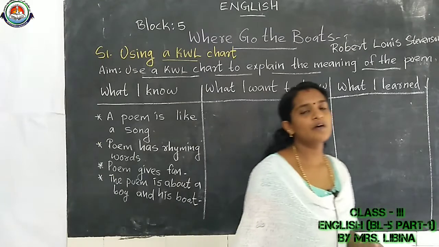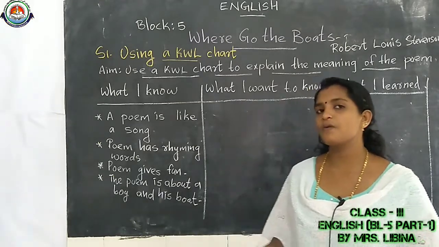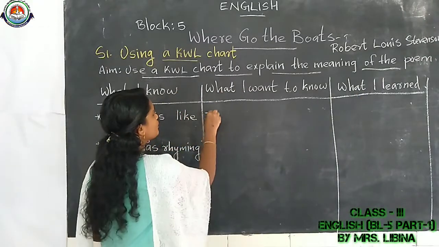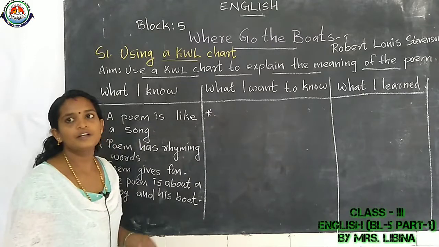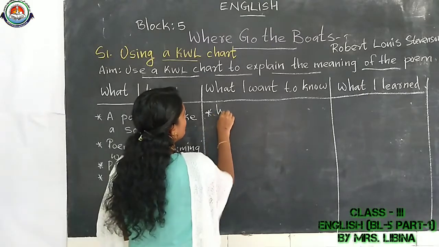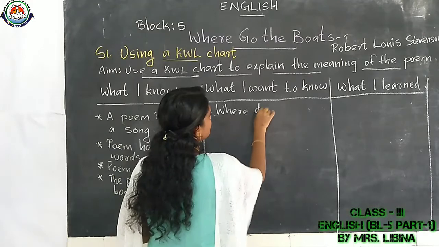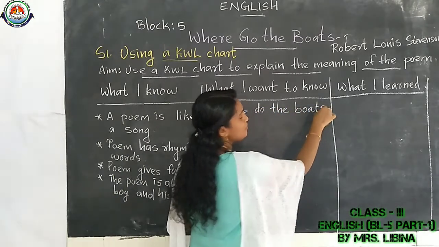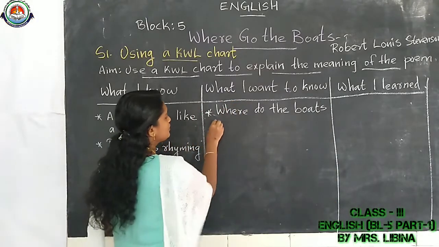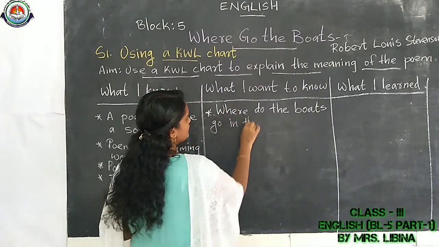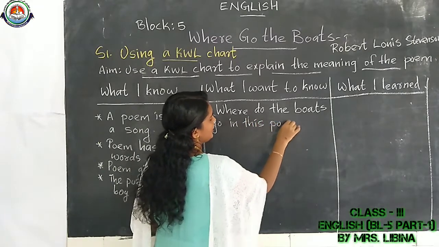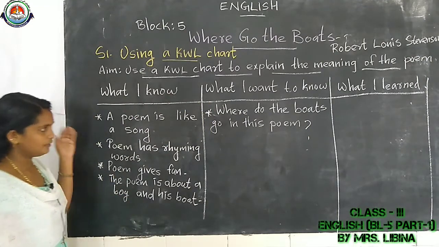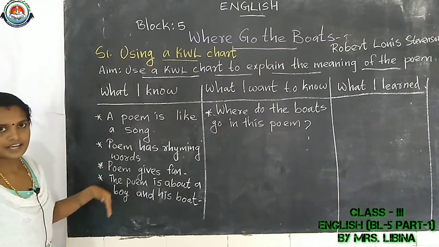You are reading this poem to know something. Which are the things you want to know? What I want to know. Yes. Do you know where the birds are going? No. What can we write? Yes. Where do the birds go in this poem? Okay, you have to know where do the birds go in this poem. If you know, if you need, start to write it.